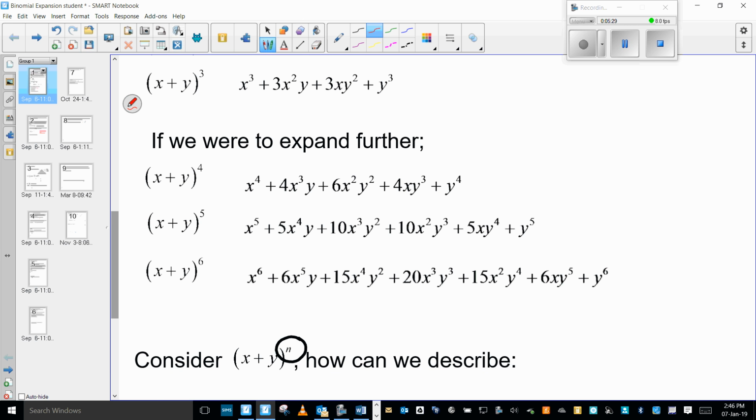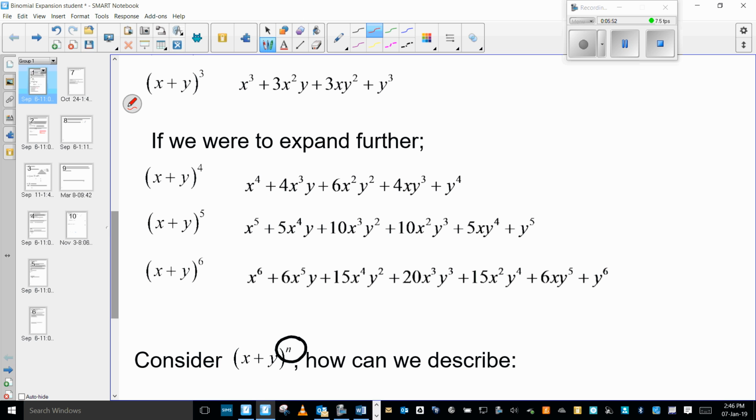Anyone want to say, Katie? It's the same as the power of the binomial. For each term, sorry, the first term, yeah, so the first term matches this power. Did anyone notice anything else?